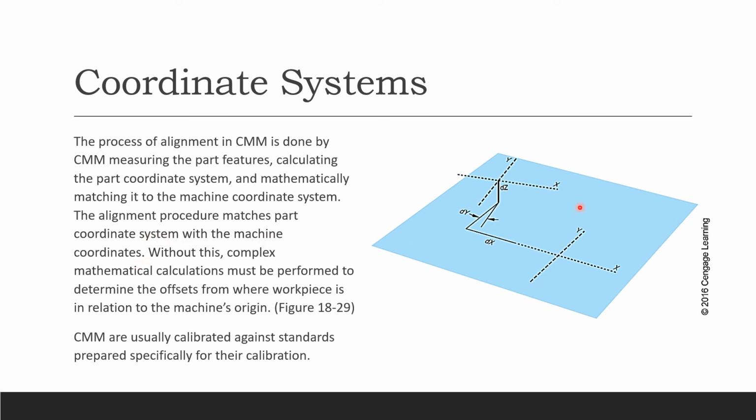So the alignment procedure here, what you do outside with the part, is going to match up with the coordinate system inside of your machine program. Okay. So without that, complex mathematical calculation must be performed to determine the offset, again, that's your deviation, from where your workpiece is in relation to the machine's origin. So you have 2 systems going on, the one inside of your machine brain and the other one that you're doing outside, and that needs to be matched up and have a smaller offset.